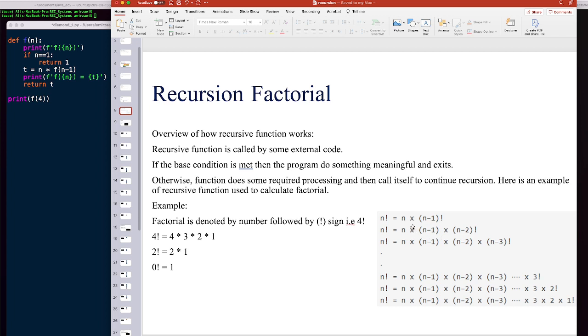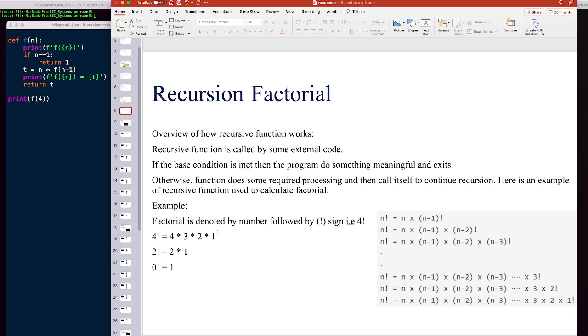The very famous example of a recursive function is factorial. What is factorial? Factorial is defined like this: n factorial is equal to n times (n minus 1) factorial. For example, 4 factorial is 4 times 3 factorial. 3 factorial is 3 times 2 factorial. 2 factorial is 2 times 1, and we know that 1 factorial is 1.